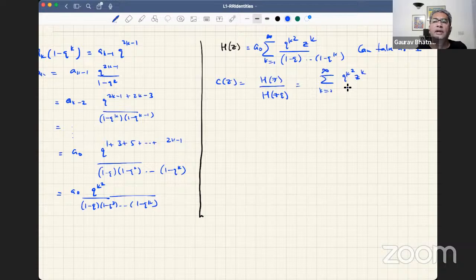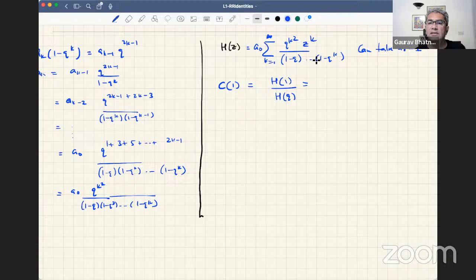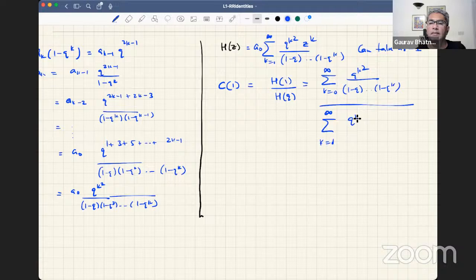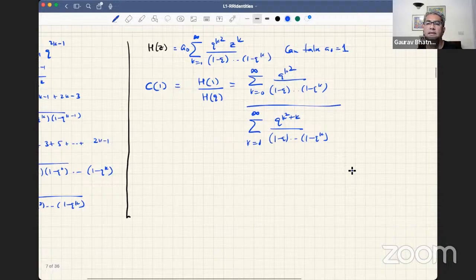Let me write the original one. Originally, we didn't have a z. So originally, we had C of 1 when z is 1. And this would be h of 1 over h of q. So h of zq with z equal to 1. And this will give you this sum, k going from 0 to infinity, q raised per k squared, over 1 minus q up to 1 minus q raised per k, divided by, so z is q, so q raised per k squared plus k, over 1 minus q. So this is the sum side.